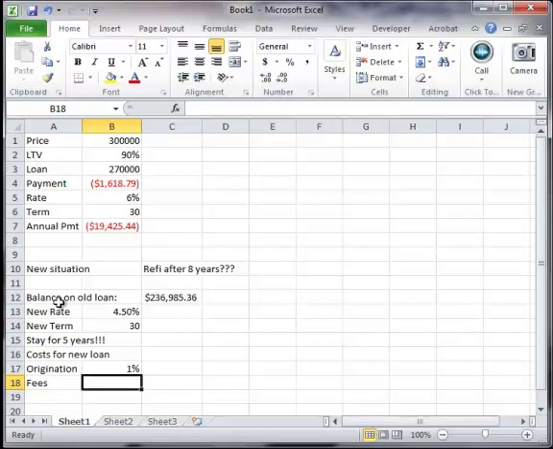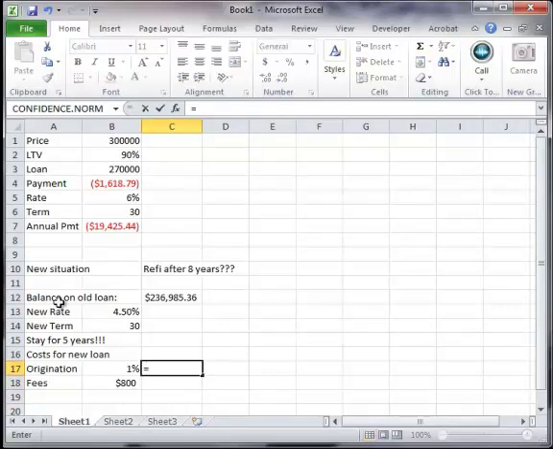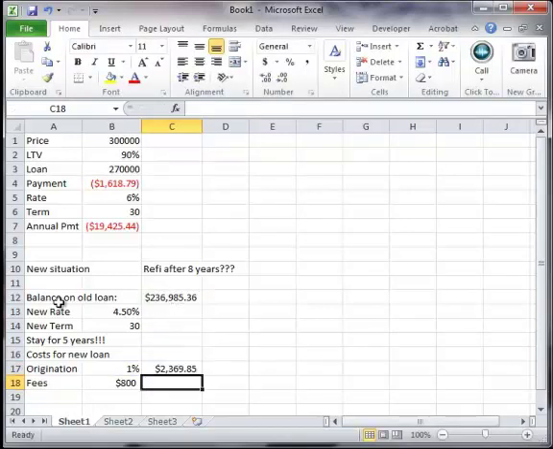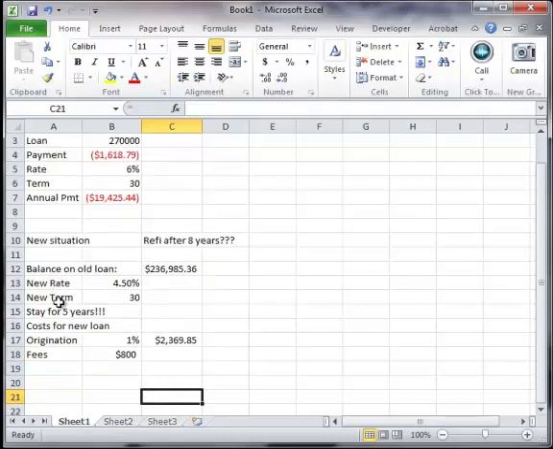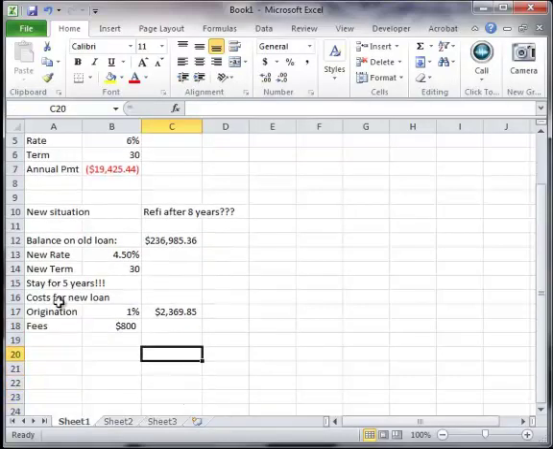And this one we'll just assume a fixed dollar amount of, let's say, $800, and then we're going to see for those new fees and that percentage, what's that going to multiply times. So that 1% is going to be $23.69, because that's the amount of the new loan that we get.